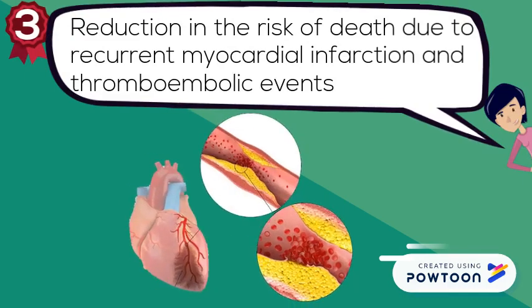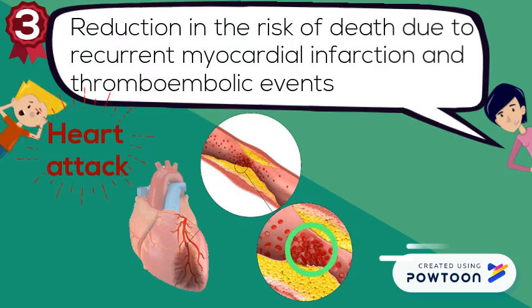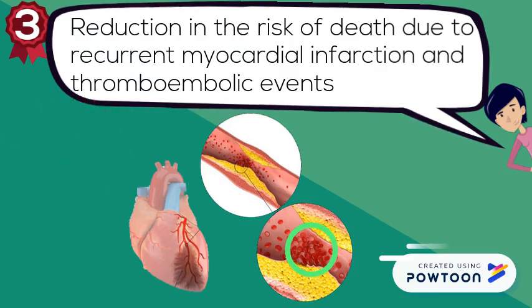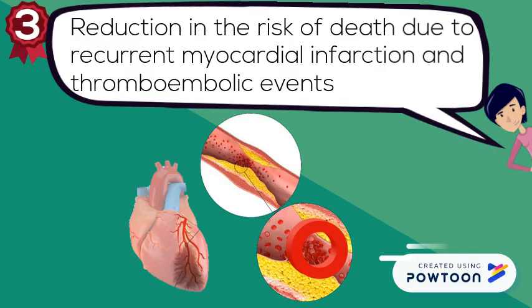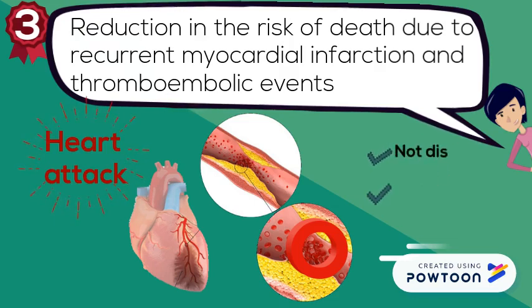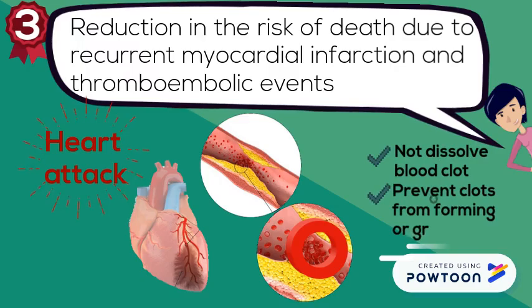Next is reduction in the risk of death due to recurrent myocardial infarction and thromboembolic events. Myocardial infarction is also known as heart attack. It is permanent damage to the heart muscle. Heart attack can occur when there is a blockage of the blood vessel that supplies the heart by blood clot formation. If a blood clot totally blocks the artery, the heart muscle becomes starved for oxygen. Within a short time, death of heart muscle cells occurs, causing permanent damage. This is a heart attack. Warfarin won't dissolve a blood clot. However, it prevents other clots from forming or growing.